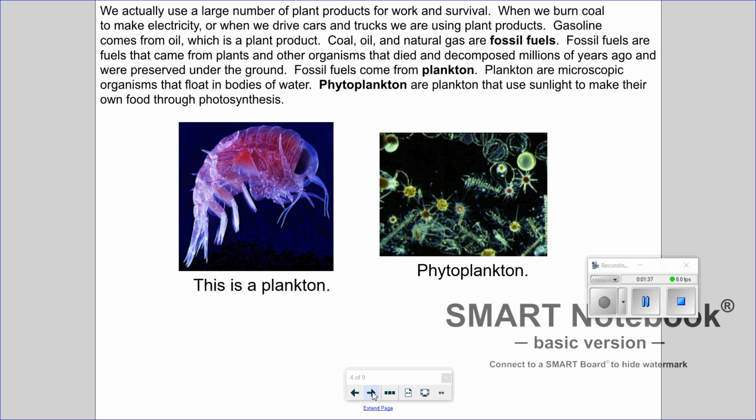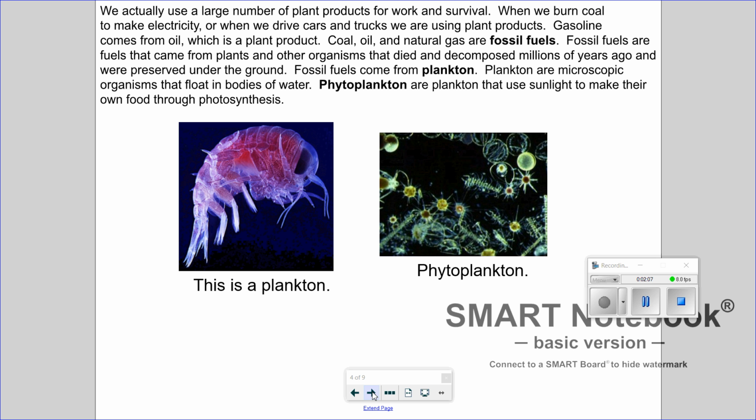We actually use a large number of plant products for work and survival. When we burn coal to make electricity or when we drive cars and trucks, we are using plant products. Gasoline comes from oil, which is a plant product. Coal, oil, and natural gas are fossil fuels. Fossil fuels are fuels that came from plants and other organisms that died and decomposed millions of years ago and were preserved under the ground.